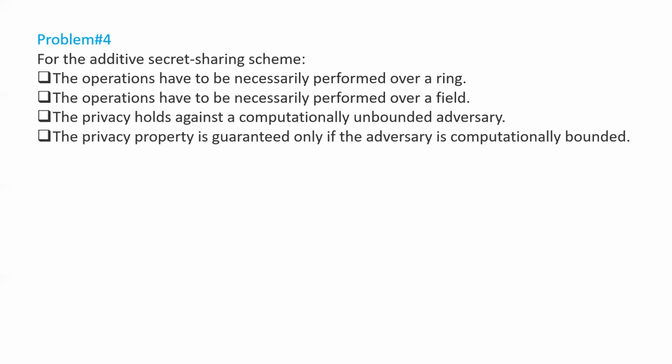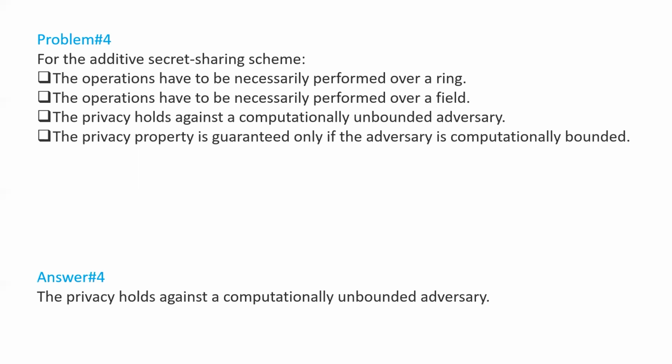So with probability 1 by 2 to the power n, which is negligible, even with unbounded computational power, the adversary cannot correctly come up with the nth secret share by seeing the n minus 1 secret shares. Even with unbounded computational power, the adversary should not be able to guess the nth secret share except with negligible probability. The last statement says the privacy property is guaranteed only if the adversary is computationally bounded. This is the exact opposite of the third statement, so this is wrong. The only correct option here is the third option.